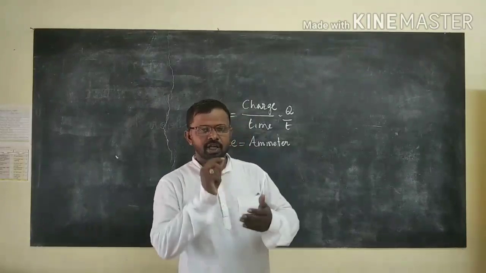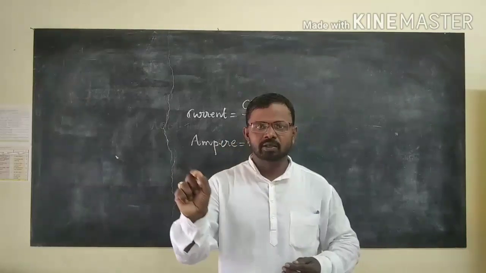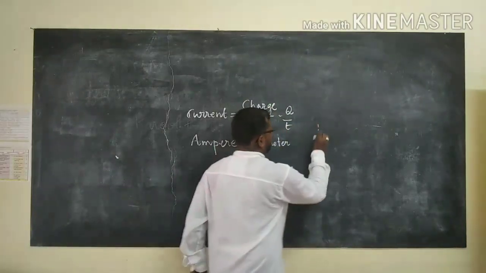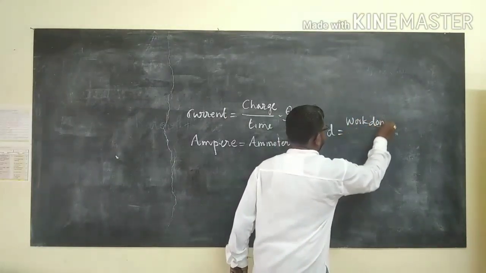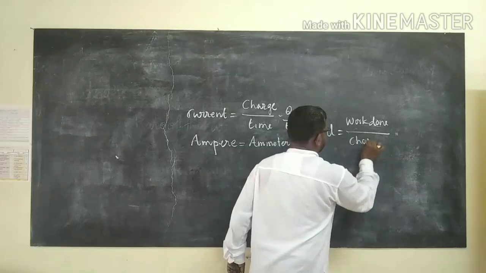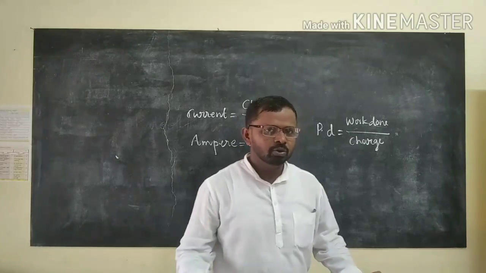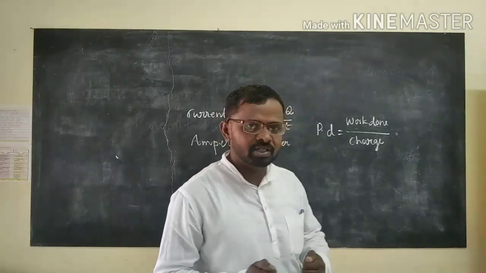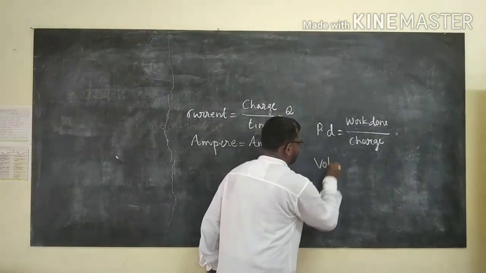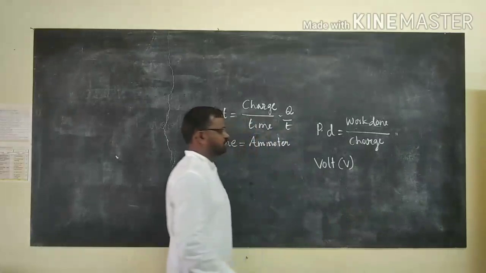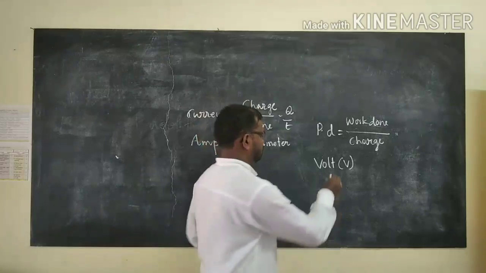Potential difference is the amount of work done in taking a unit charge from one place to another in a circuit. All of you know what is the unit of potential difference? Correct. The unit is volt. Volt is the unit of potential difference, represented by V, and the instrument used to measure volt is the voltmeter.